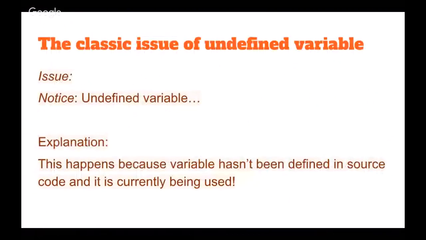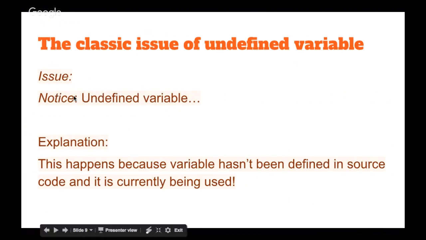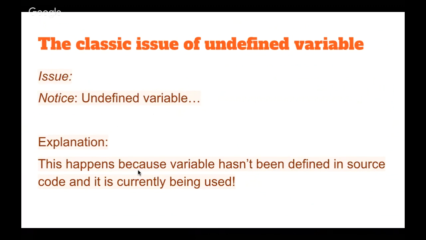Okay, so one of the classic issues, if you don't follow defensive programming, is the undefined variable. We've always found this issue on the Drupal side when you go to admin/reports. You basically find this issue: undefined variable. And here's the explanation. This happens because a variable hasn't been defined yet in the source code, and it is currently being used. So you're trying to use a variable that hasn't been defined. Of course, then PHP complains.